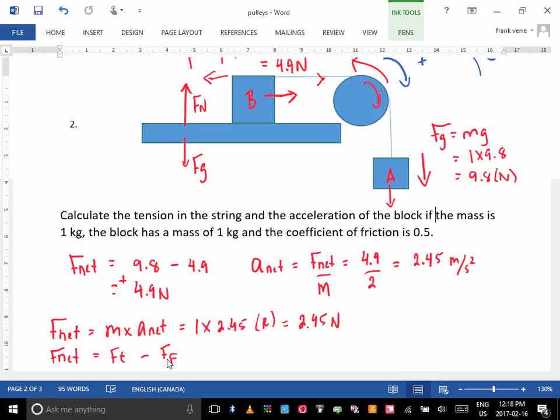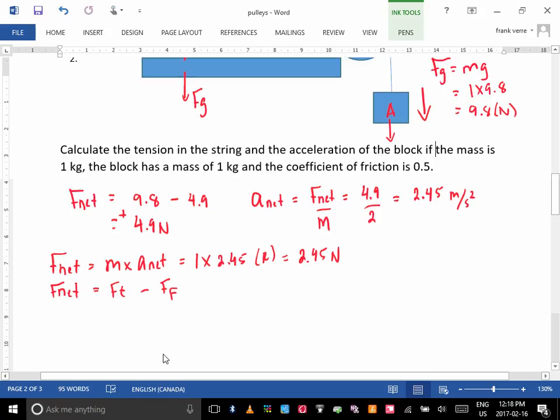We have tension pulling one way, and we have friction pulling the other way. The net force is going to be the sum of those two. So how do you solve for tension then? Tension is going to be the net force plus friction.